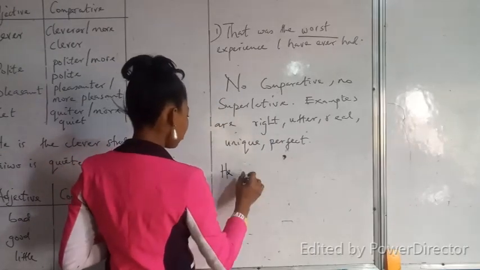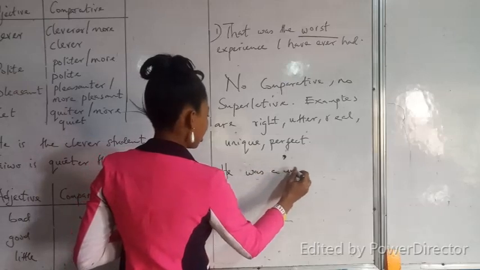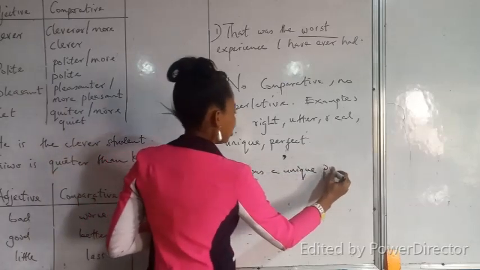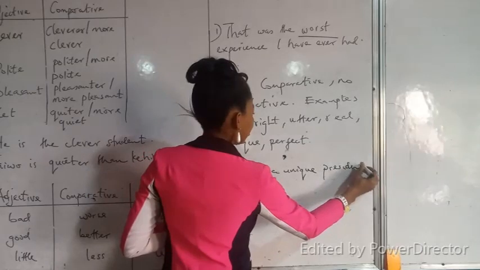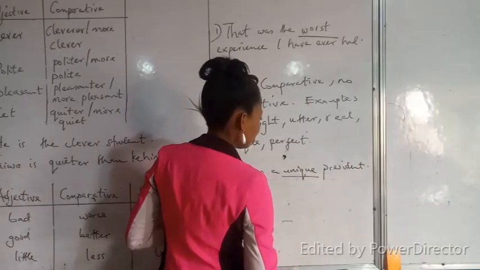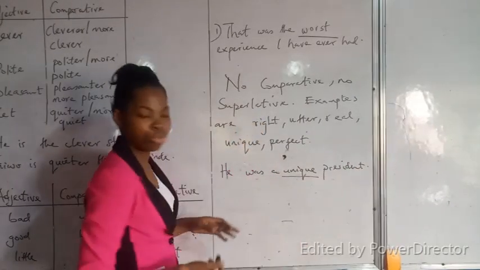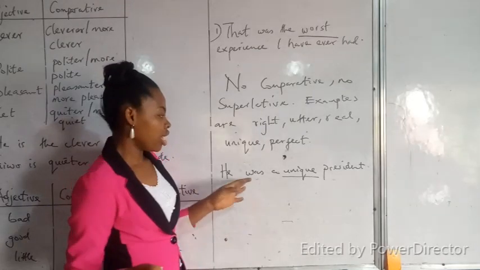Let me take an example. He was a unique president. The word unique has explained itself. You can't say more unique or most unique.